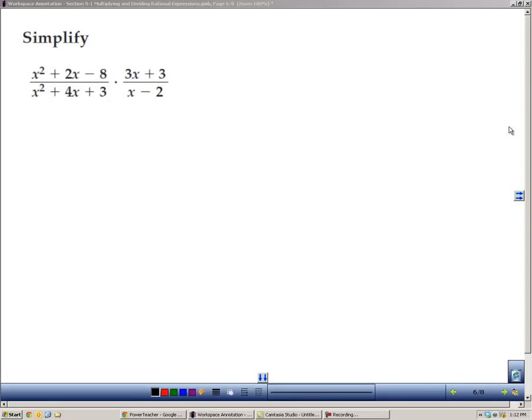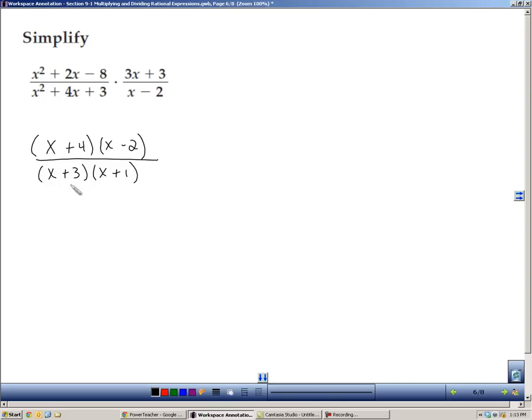Here we have multiplication again. But now we have polynomial expressions, and before you start canceling things, you should factor each one of these expressions into their binomial factors. So we'll start by using the diamond here on the top, x plus 4 and x minus 2, two factors of negative 8 that add to be 2. Down here, x plus 3 and x plus 1, two factors of 3 that add to be 4.